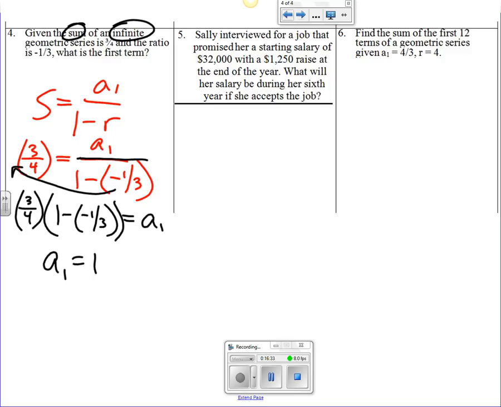Number 5, Sally interviewed for a job that promised her a starting salary of $32,000 with $1,250 raise at the end of each year. What will her salary be during the 6th year if she accepts the job? Eden, what is the $32,000? Good. Okay, guys, you're really going to have to use your brains on this one. Is 1,250 R or D? It's D. Why is it D?